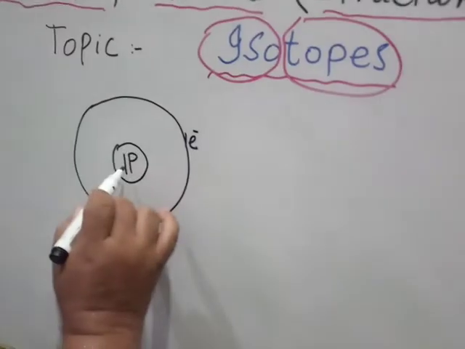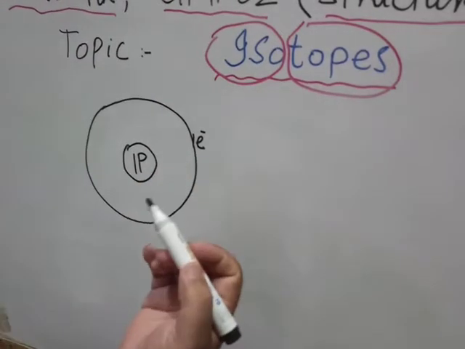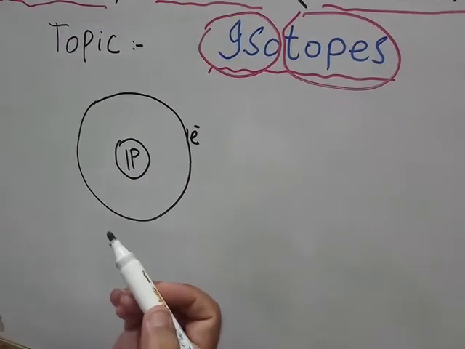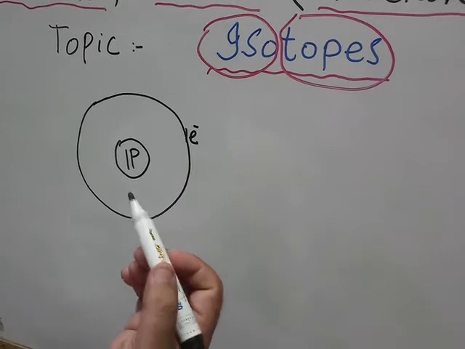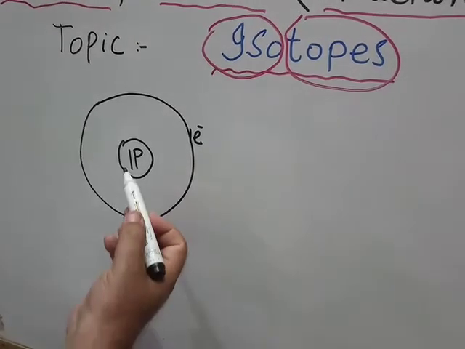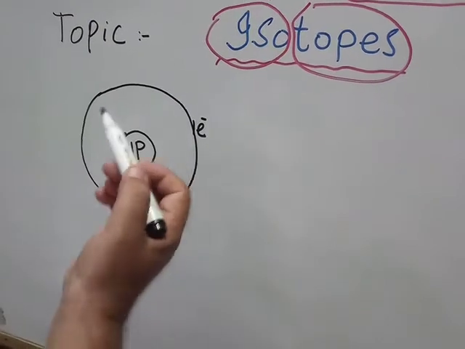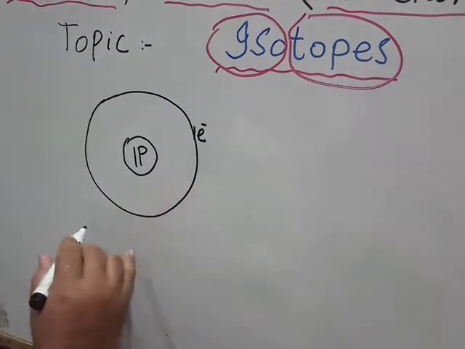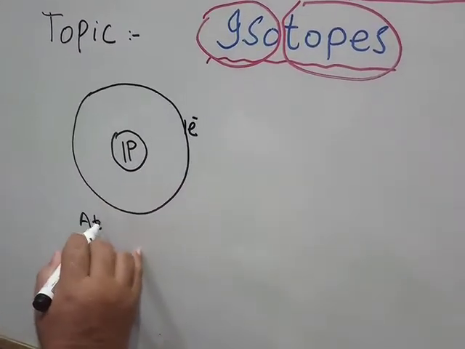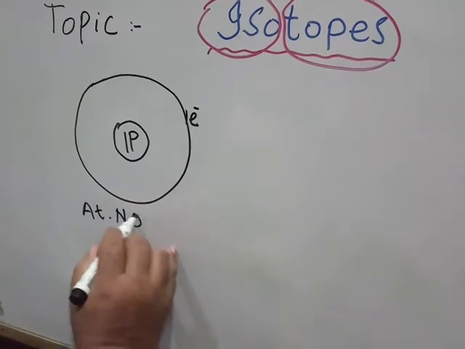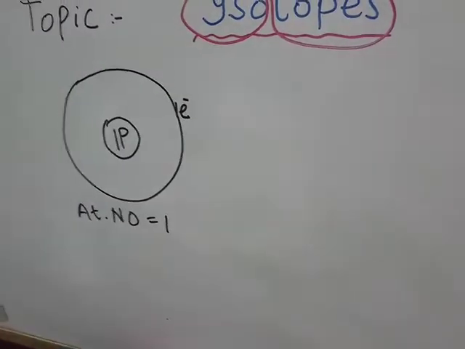It has atomic number 1. You know what the atomic number is? Atomic number is the number of electrons present in an atom, or it is the number of protons present in the nucleus. So it has one electron or it has one proton. So atomic number, ATNO, is equal to 1.